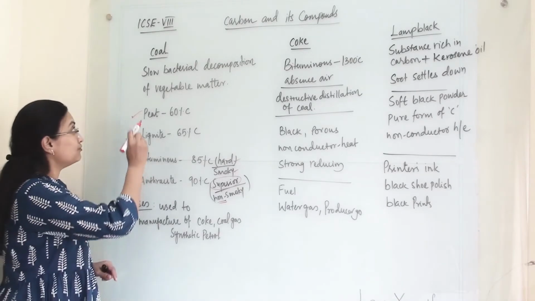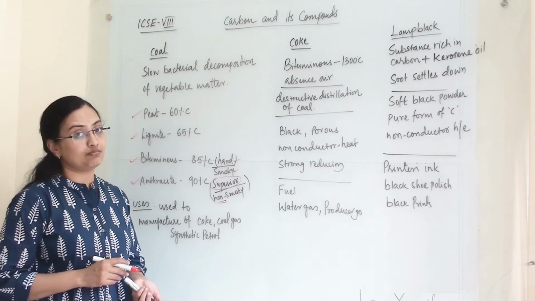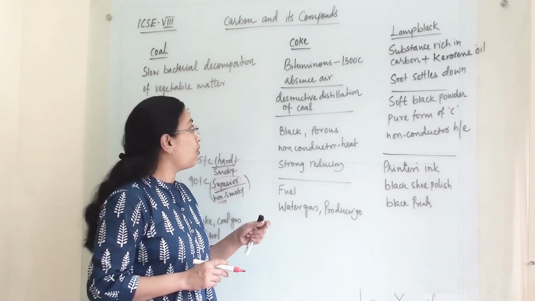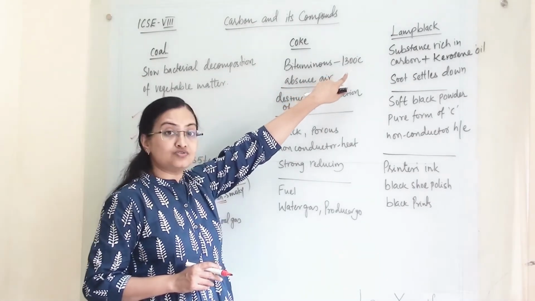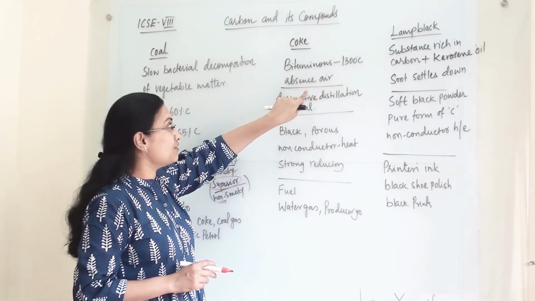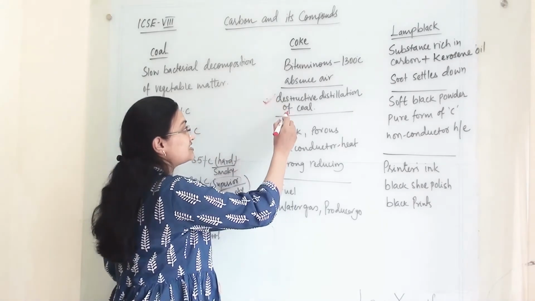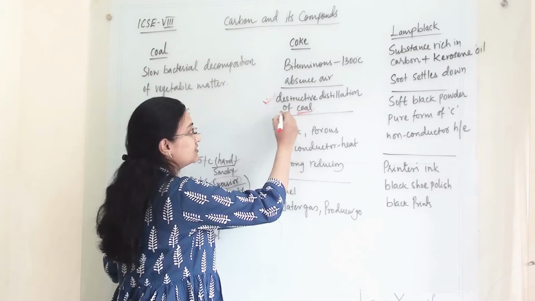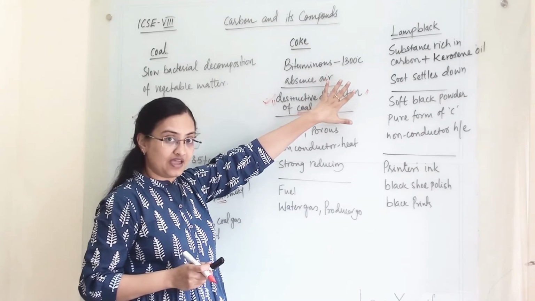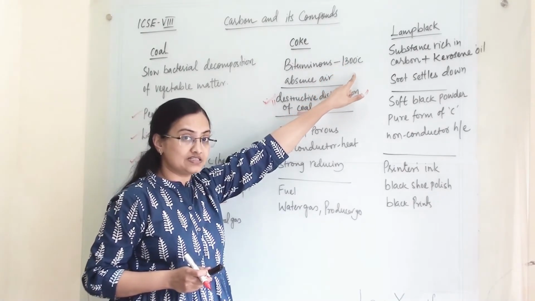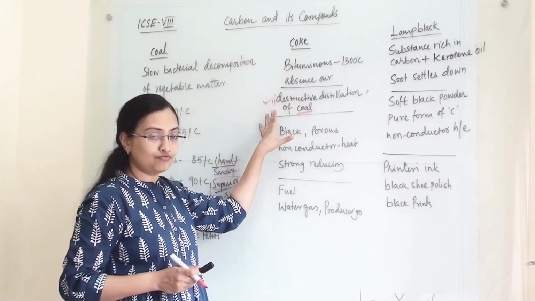Now the uses of coal: it is used to manufacture coke, coal gas and synthetic petrol. Now coming to coke. When we heat bituminous coal at 1300 degrees Celsius in the absence of air, we get coke. This process is known as destructive distillation of coal. This is important: when bituminous coal is heated in the absence of air at 1300 degrees Celsius, we get coke, and this process is known as destructive distillation of coal.